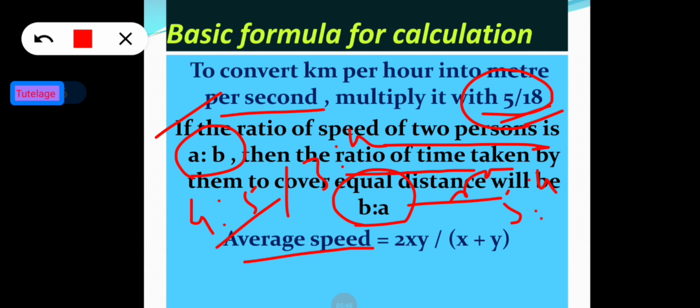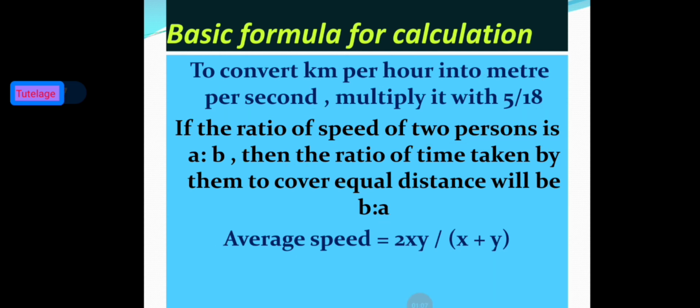And now going to the last one, that is the average speed formula. Basically the formula of average speed is 2xy as the numerator divided by x plus y as the denominator. I think this will help to solve problems easily. When you are calculating average speed of portions, you have to use this formula. So average speed equals 2xy divided by x plus y.